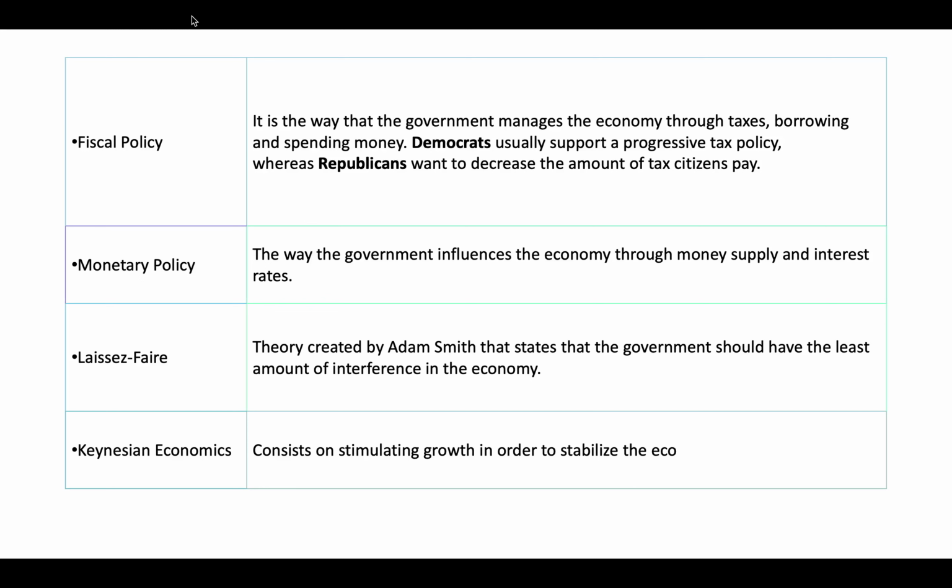Moving forward, we'll be getting to capitalism in a few moments, but we'll relive that quote. All right, monetary policy. Here we go. Monetary policy is the way the government influences the economy through money supply and interest rates. When I say money supply, it's as easy as it sounds.